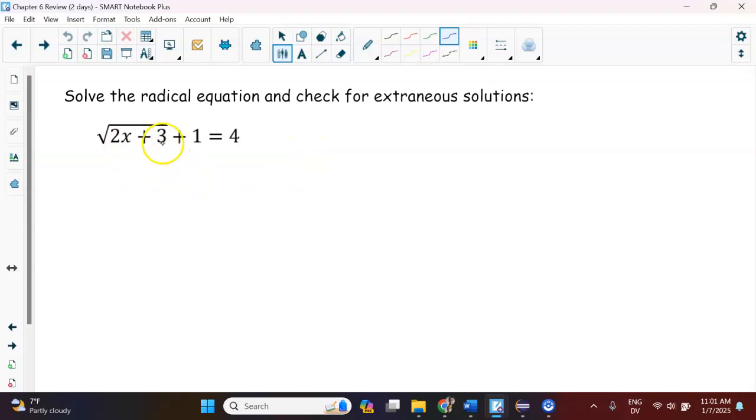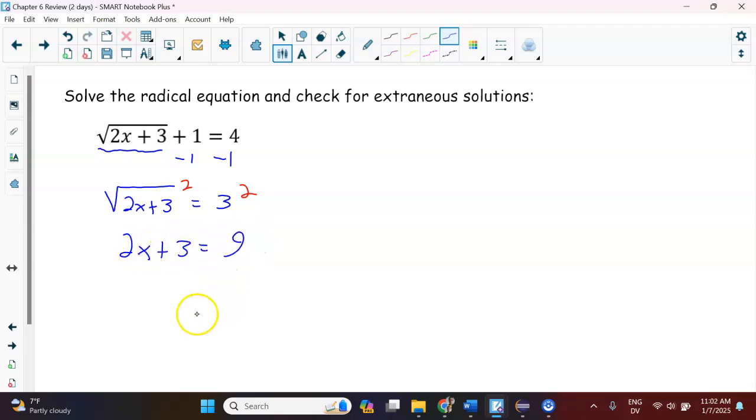All right, so the strategy here is basically we're going to get this radical part alone and then cancel it out by squaring both sides. So on this particular example, we minus the 1 first to get that radical part alone. So we'll have 3 on that side, and then when we square it, the whole point of this is it'll cancel out this radical on the left-hand side, giving us just 2x plus 3, and it'll give us 9 on the right. Okay, and from here, it's just kind of basic algebra. Minus 3 divided by 2.